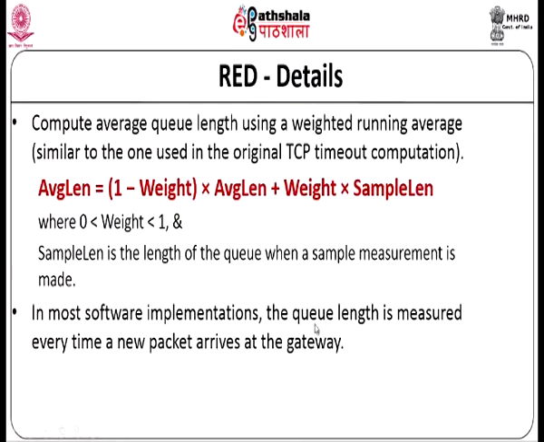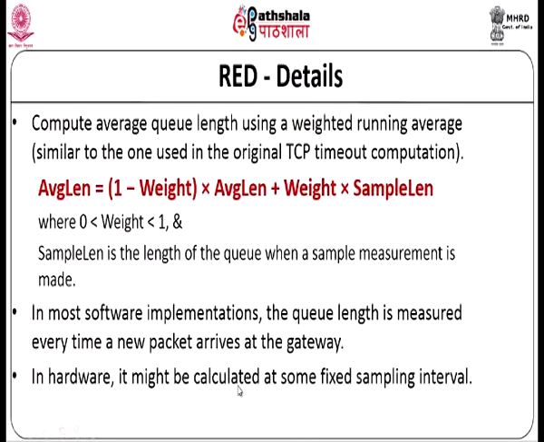In a software based implementation, typically this average length will be calculated every time a new packet arrives at the gateway or at the router. In hardware, you could calculate it at some fixed sampling interval. You could say, at every so much interval, I will keep calculating the average length and determine what the average length of the queue is.